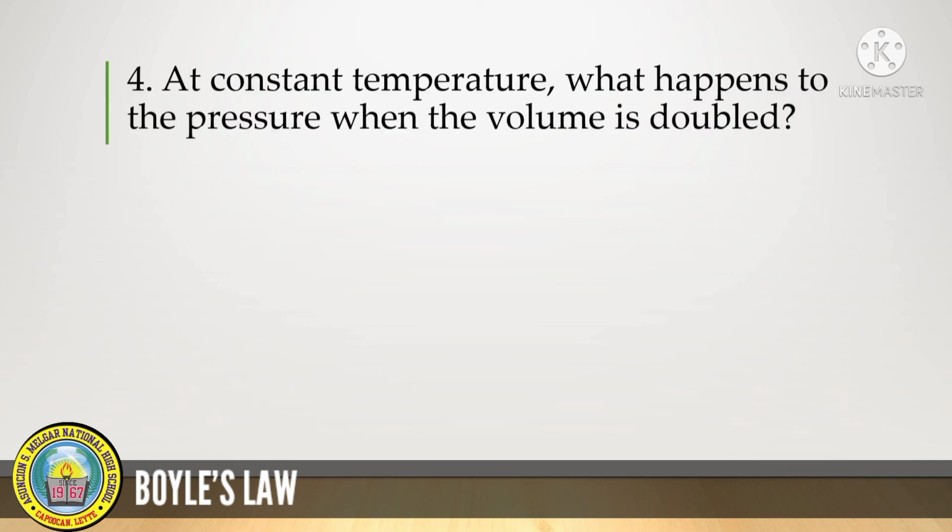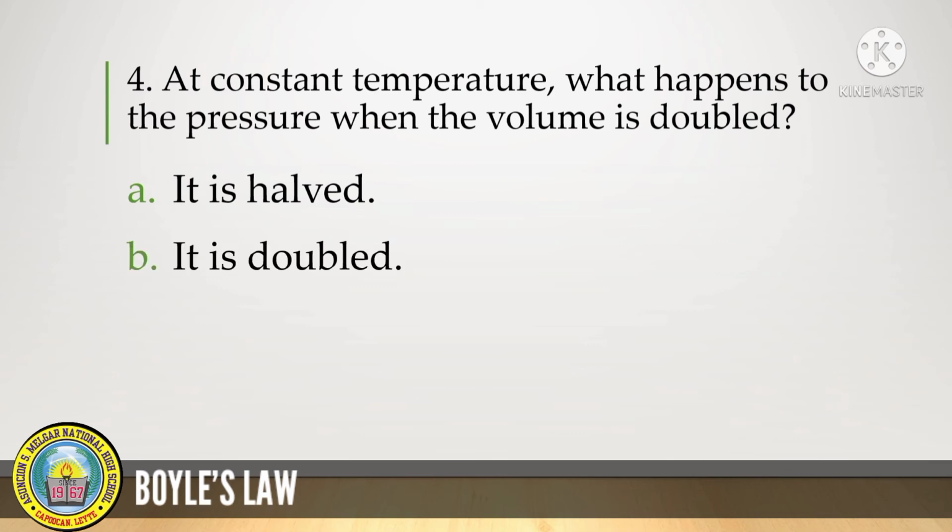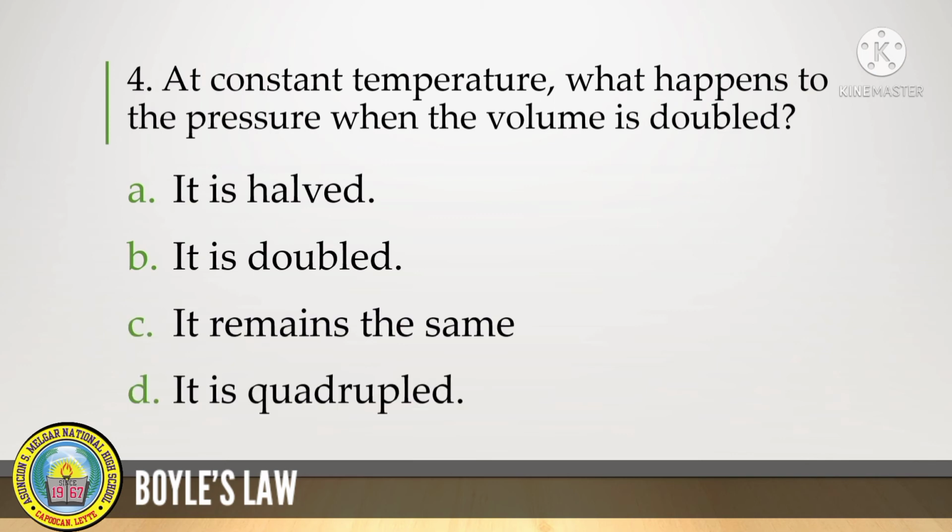Question number 4. At constant temperature, what happens to the pressure when the volume is doubled? A. It is halved, B. It is doubled, C. It remains the same, or letter D. It is quadrupled.